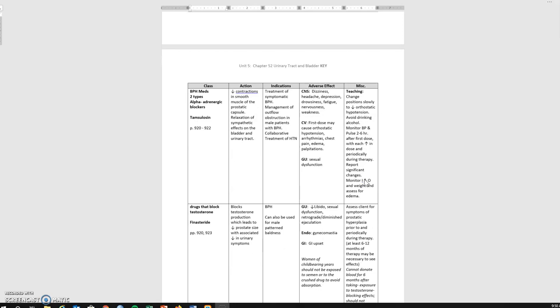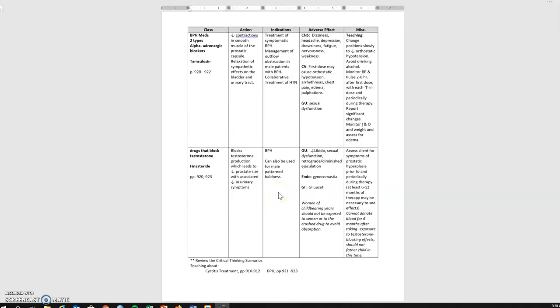Patients should avoid drinking alcohol while on this drug, and they should have their blood pressure checked periodically while on the drug. Any significant changes in blood pressure or pulse should be reported to the primary provider. Intake and output needs to be monitored, and their weight needs to be assessed, and they need to be assessed for edema while on that drug.